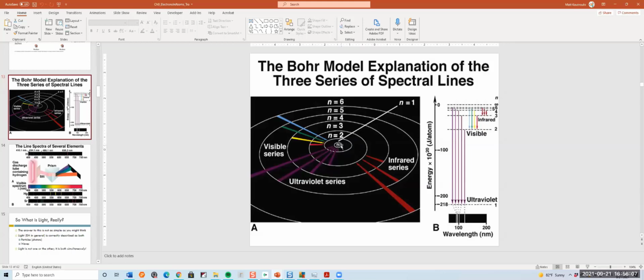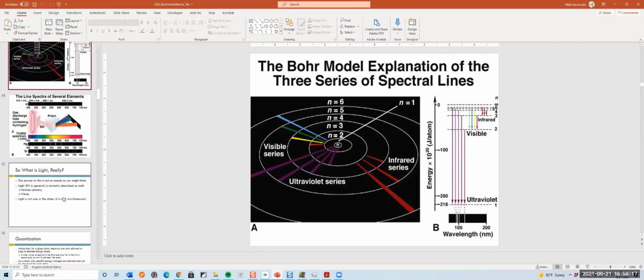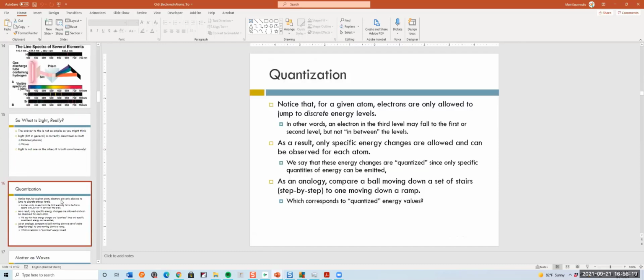And if the electrons are at one level, the atom has a certain energy. And if the electrons are at another level, the atom has another energy. But what we say there is that the energy is quantized. What that means is there are only specific allowed values of energy for the atom. There's not an infinite number of ways that things can be there.